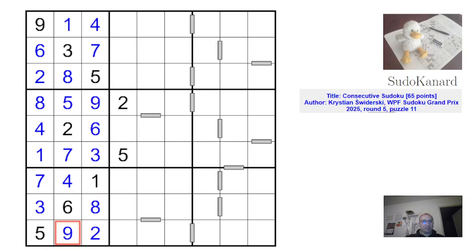So now we must move on to the right part of the grid, and we will use non-consecutive logic, but also consecutive logic.